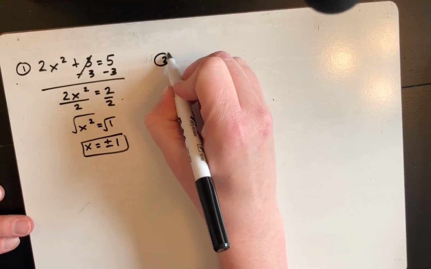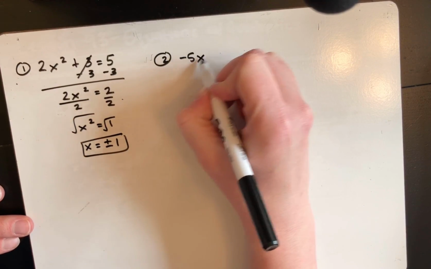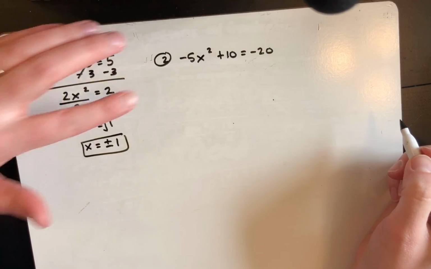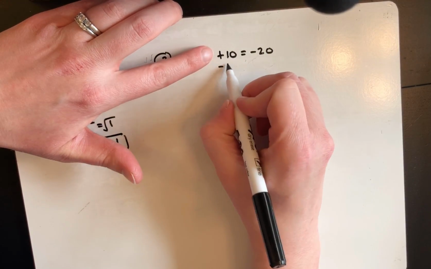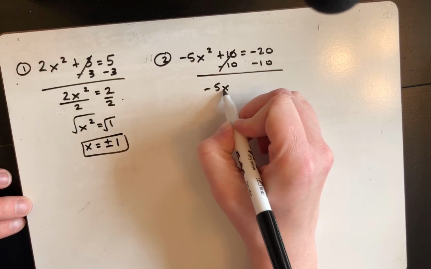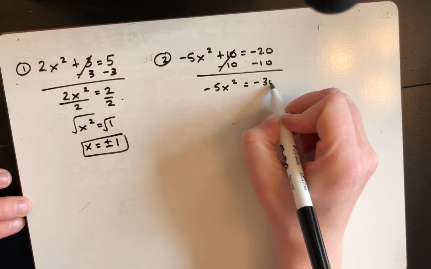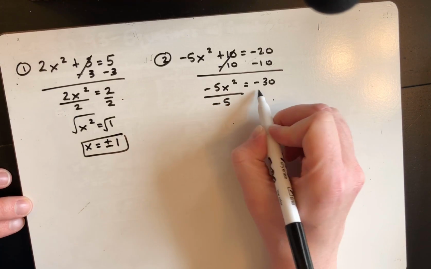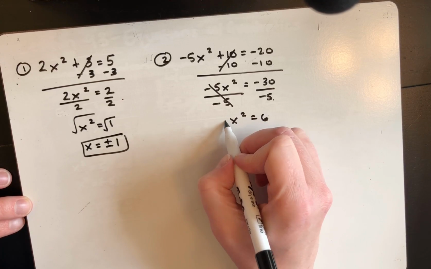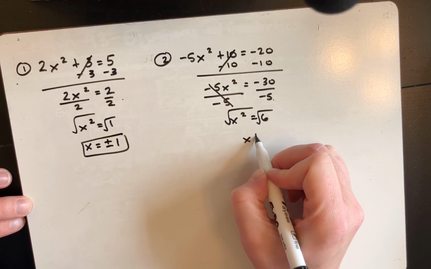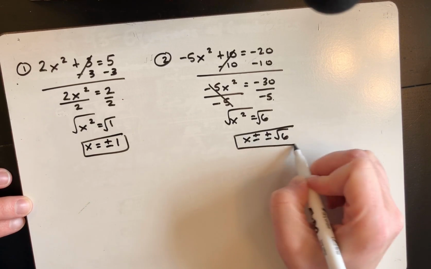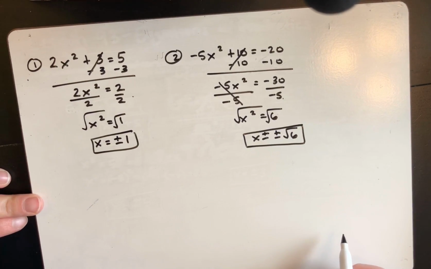All right, number 2, negative 5x squared plus 10 equals negative 20. I start by covering up my variable. So I'm going to subtract 10 from both sides. So I get negative 5x squared equals negative 30. Divide by negative 5. x squared equals 6. Square root both sides. So x equals plus or minus the square root of 6. The square root of 6 cannot be simplified any further.